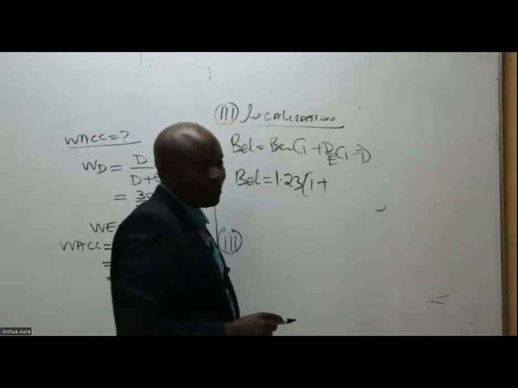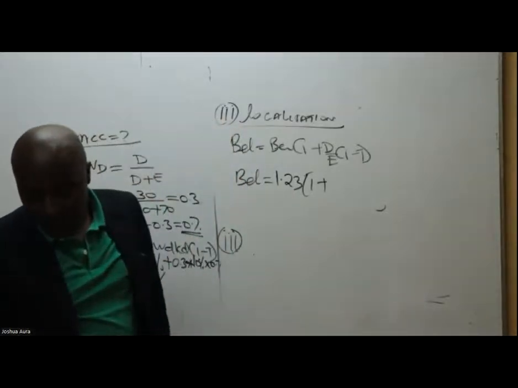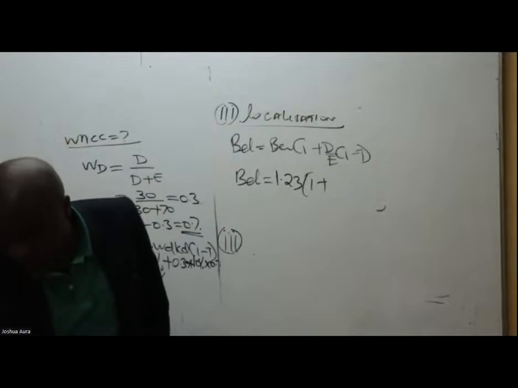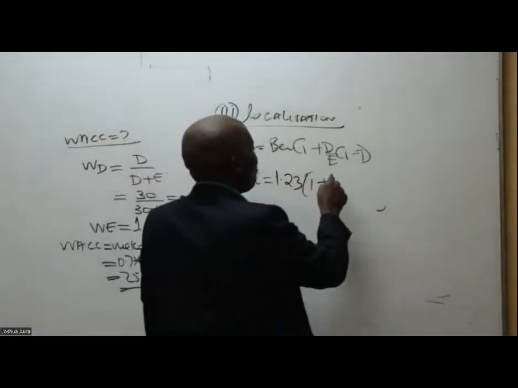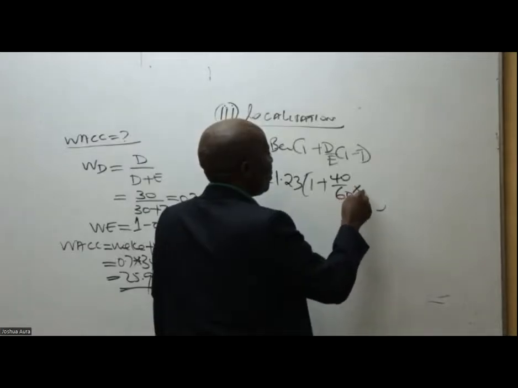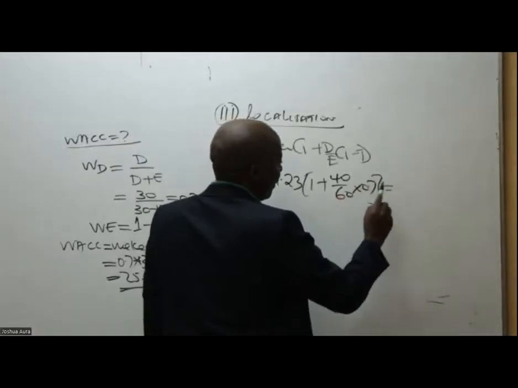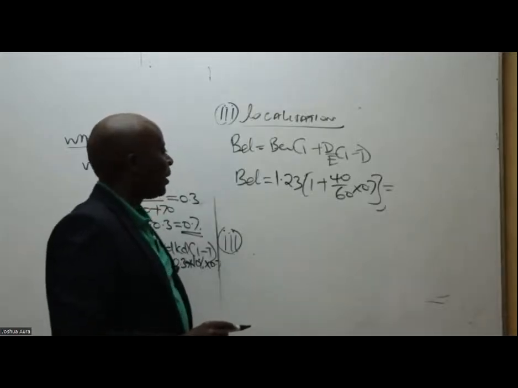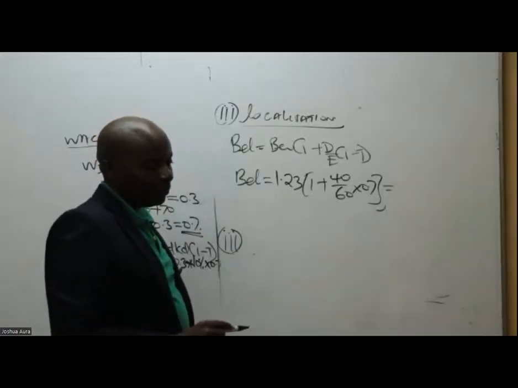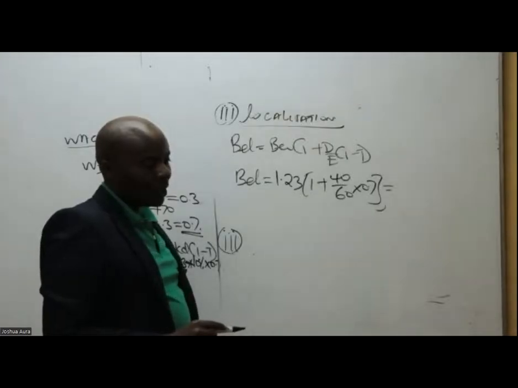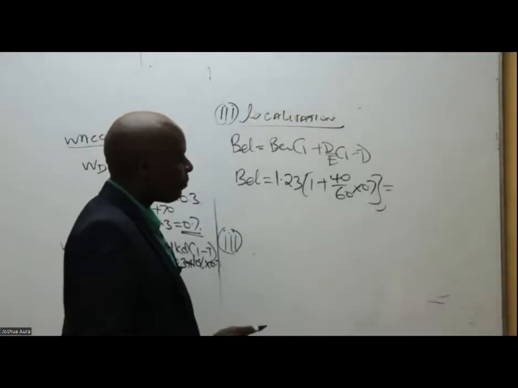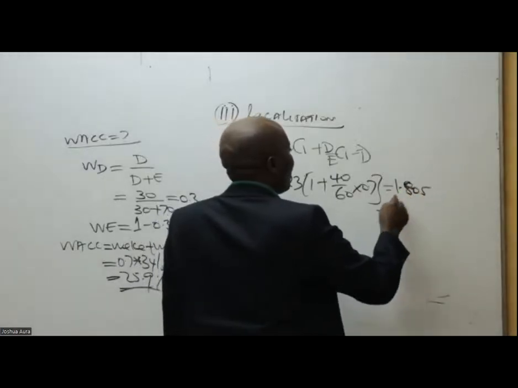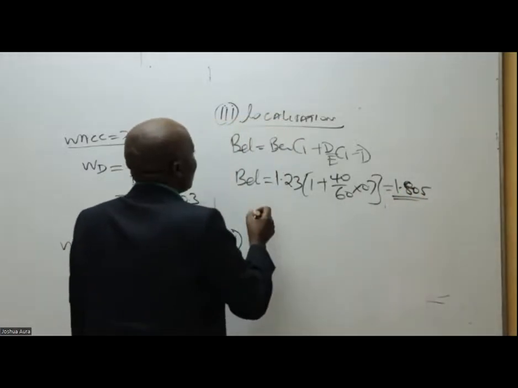They have given us the debt percentage as 40, 60. So plus 40 over 60 times 0.7. Could you kindly give me the final answer there, the BEL? So 1.805. Once I get this 1.805, I'll be able to move to the next thing.